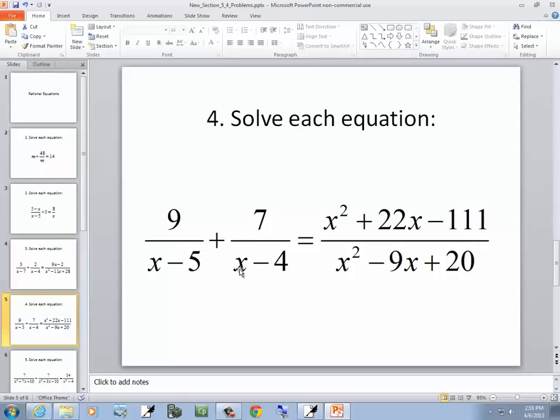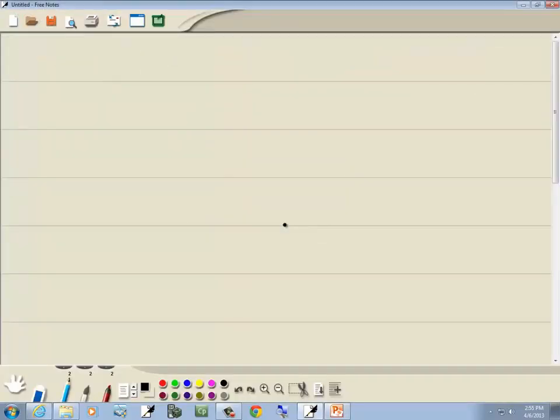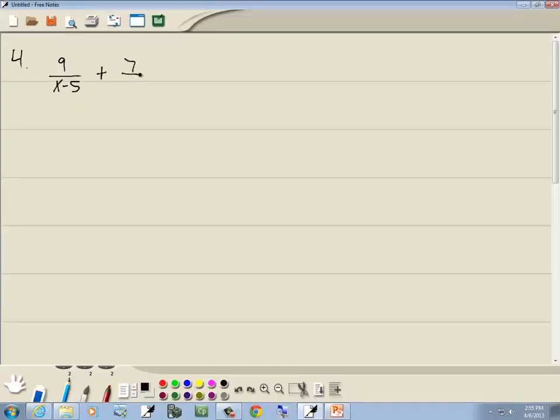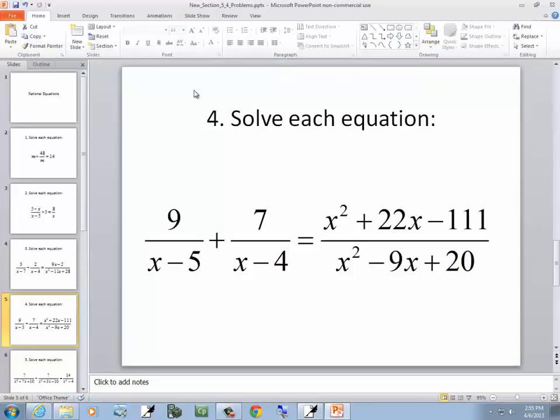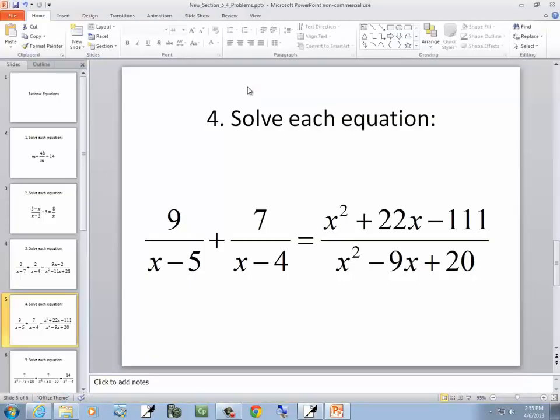Let's take a look at this one. Problem number 4. 9 over x minus 5 plus 7 over x minus 4 equals x squared plus 22x minus 111 over x squared minus 9x plus 20.